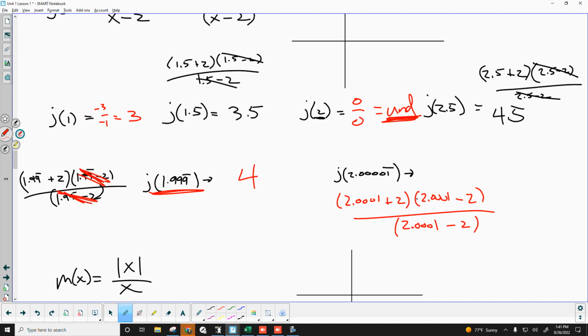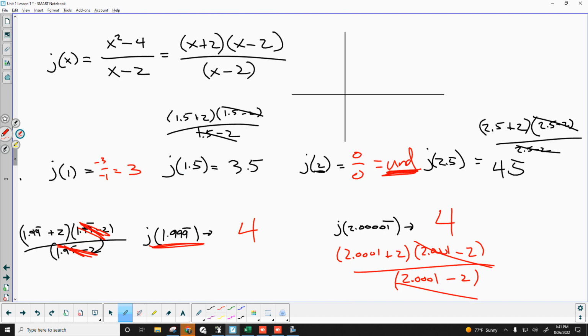It's not 0 in the bottom, it's close to 0. You can cancel that, and you can get 4. What we have is a situation of a graph that has a hole, but does not have a point. J of x actually does look just like x plus 2. It's very simple. It just looks like this.